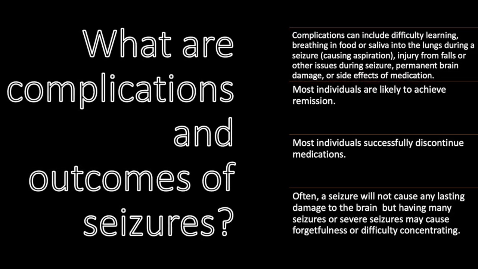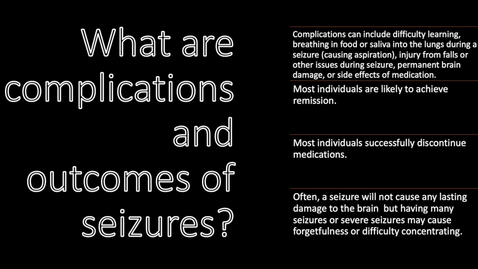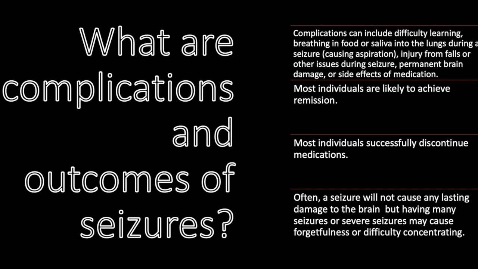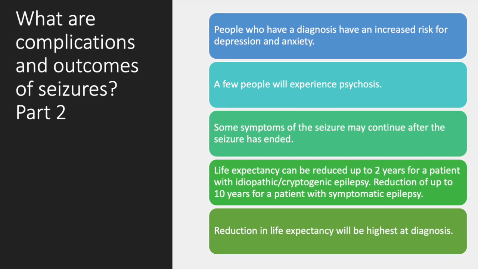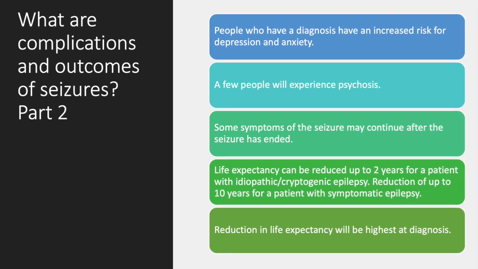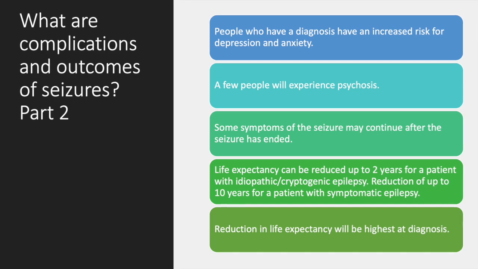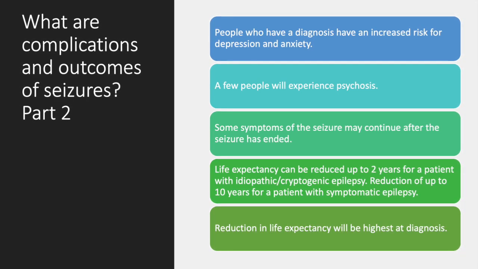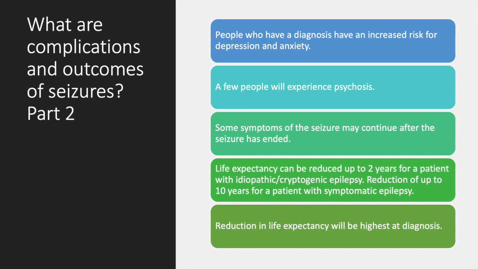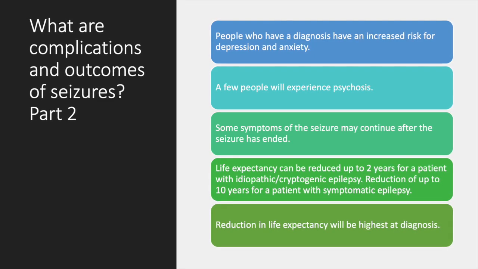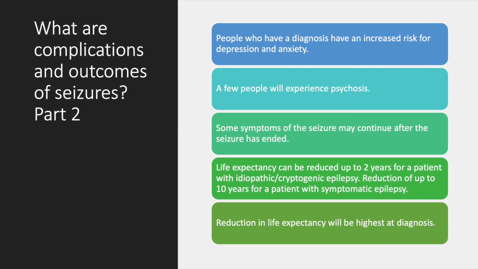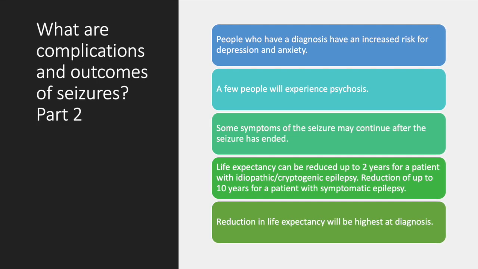However, having many seizures or having seizures that are particularly severe may cause a person to become more forgetful or find it difficult to concentrate. People with epilepsy have an increased risk of developing depression or anxiety. A few people with epilepsy experience psychosis. Some patients may keep having some symptoms after the seizure activity in the brain has ended. This is because some symptoms are after effects of a seizure, such as sleepiness, confusion, certain movements, or being unable to move, and difficulty talking or thinking normally.